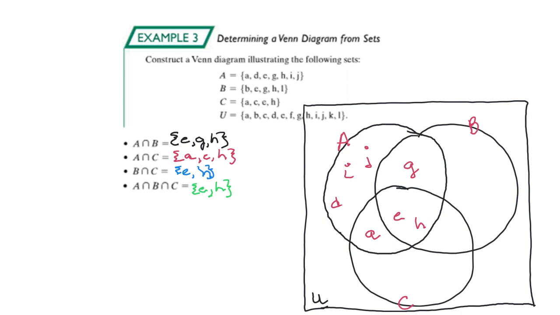If I focus on set B, B has a B missing. E, G, H is already listed, and there's also the letter L. All right, and set C, I have an A. I do not have the letter C, so that'll go out here in region 7, and E, H is already listed on there.